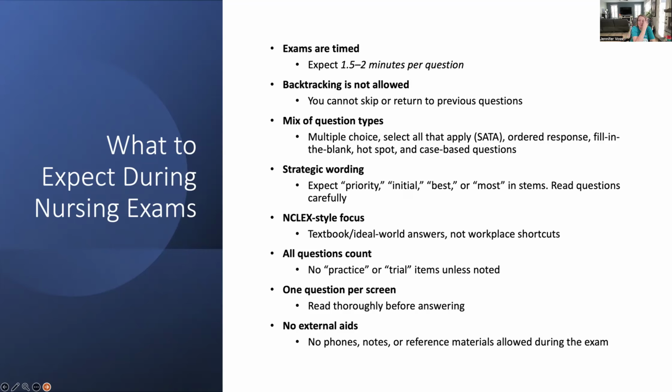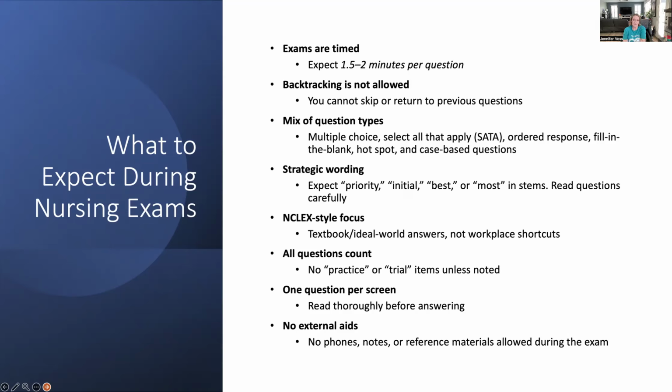We do not allow backtracking. What backtracking is, you know, oh, I don't know this one, let me come back to it. Once you move on from a question, you cannot return to it. So if you don't answer that question, it'll just be marked as incorrect. So we can't skip or return to previous questions.